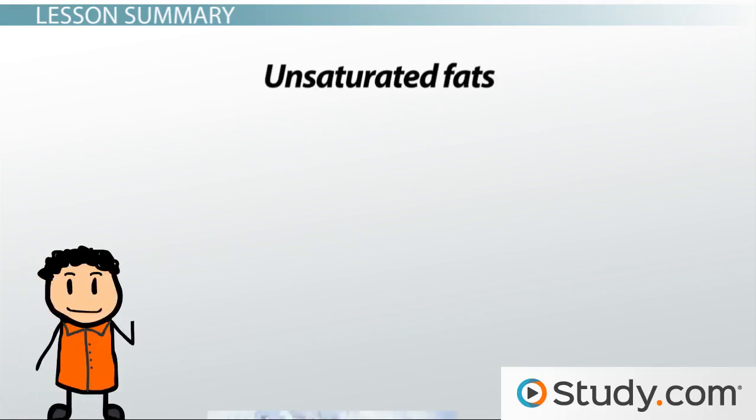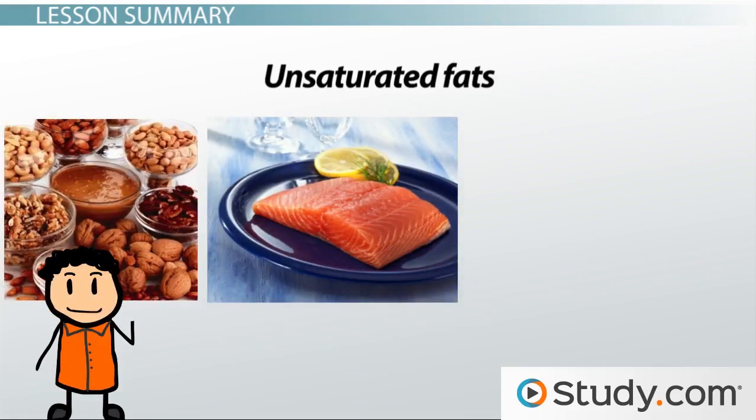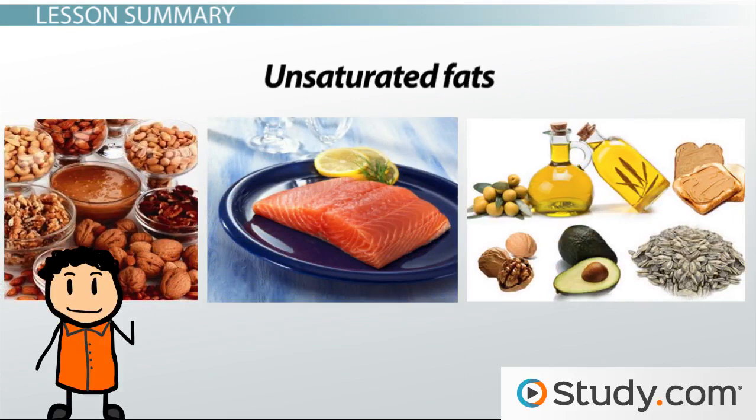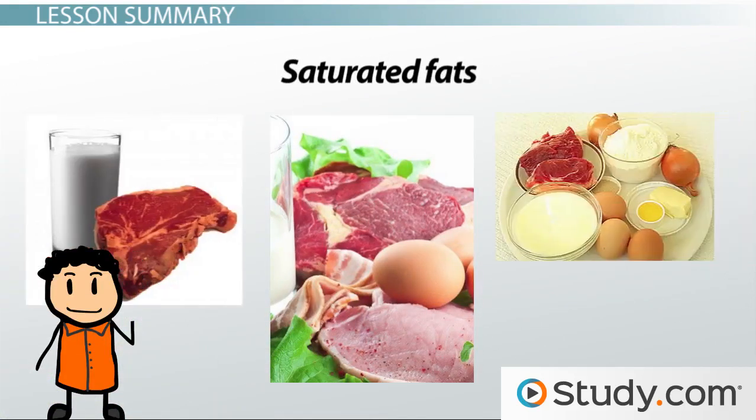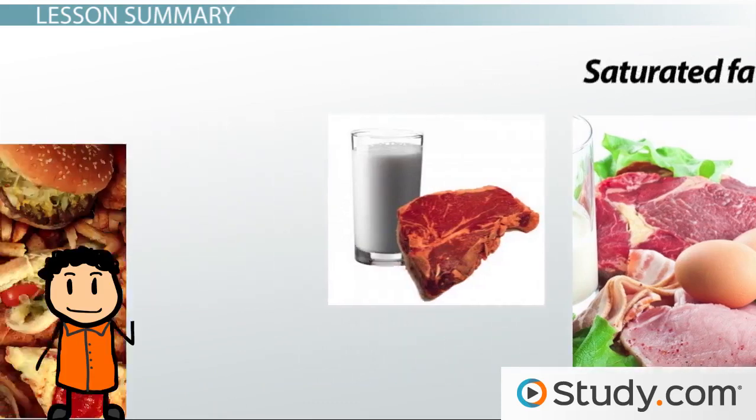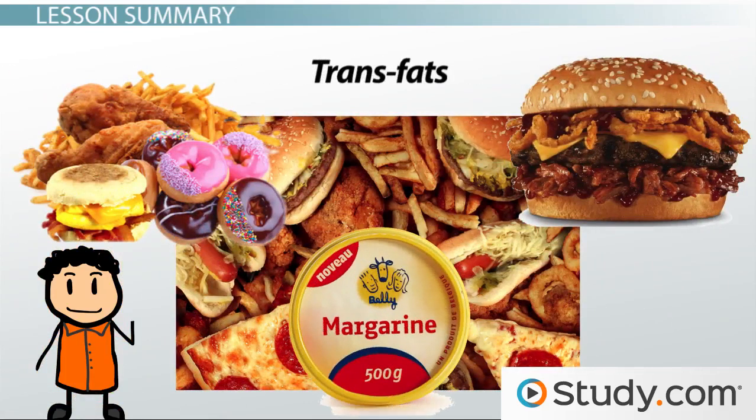Unsaturated fats are found in fish, walnuts, flaxseed, olive oil, canola oil, avocado, and vegetable oil. Saturated fats are found in meat, milk, cheese, and other animal products. Trans fats are many times added to margarine, cookies, frozen pizza, and fast food items like fried chicken or French fries.